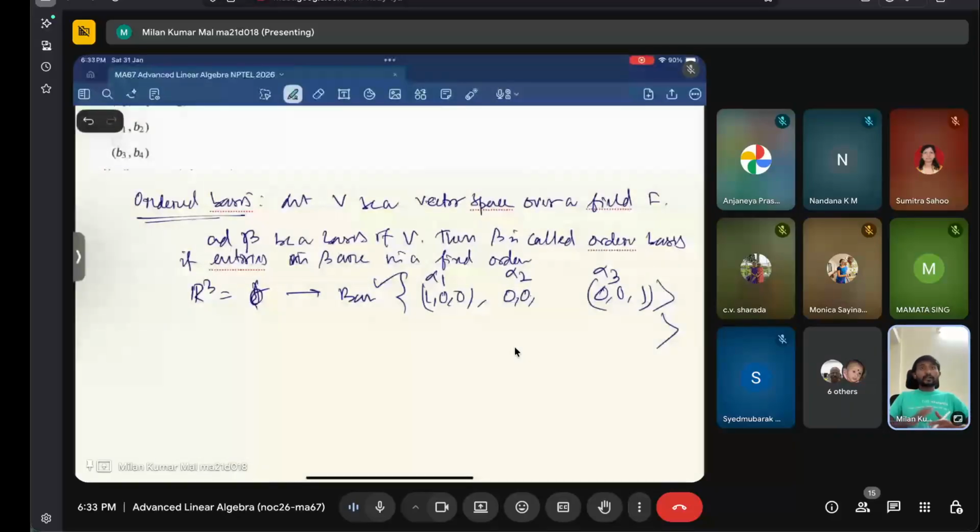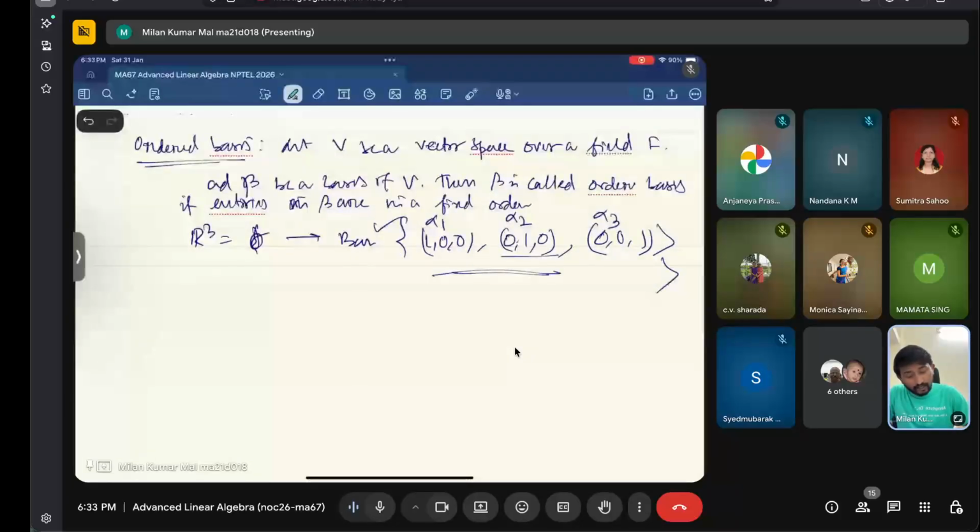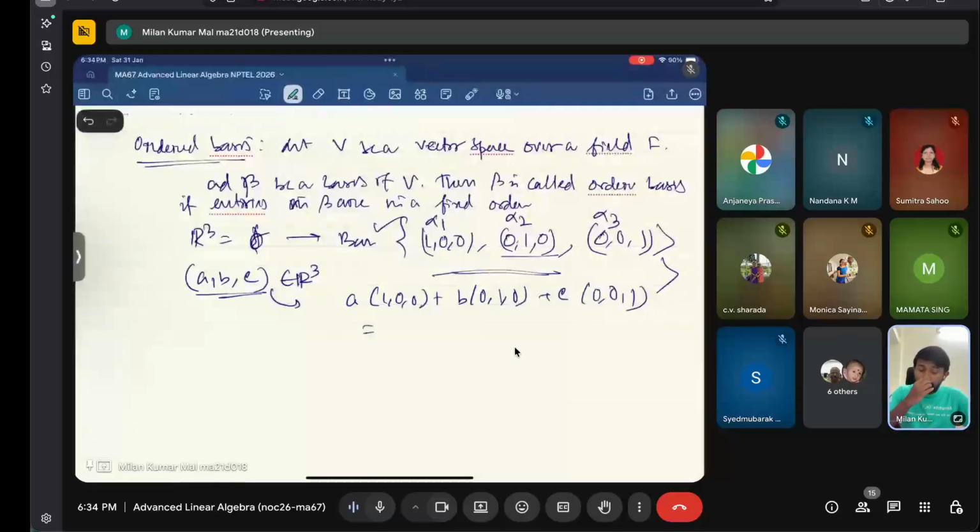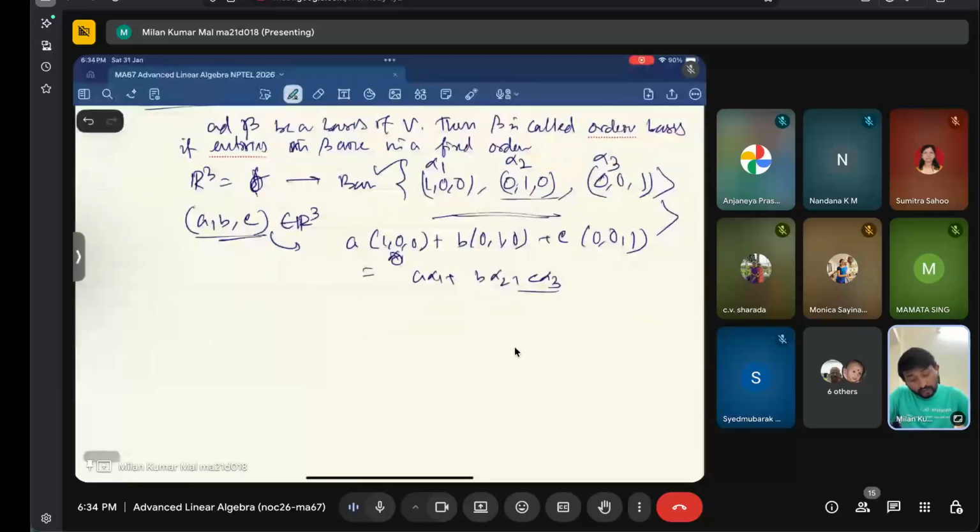So what is the advantage of ordering actually? Suppose you have an ordered basis. If you want to write the vector ABC in R3, you can write it this way: A times 1 comma 0 comma 0 plus B times 0 comma 1 comma 0 plus C times 0 comma 0 comma 1. So basically you can write ABC as A alpha 1 plus B alpha 2 plus C alpha 3. With this ordered basis we will be denoting this as the column vector A B C.